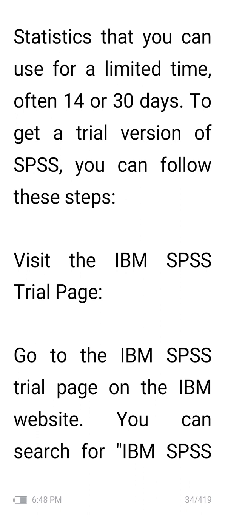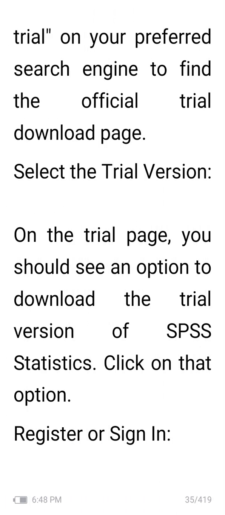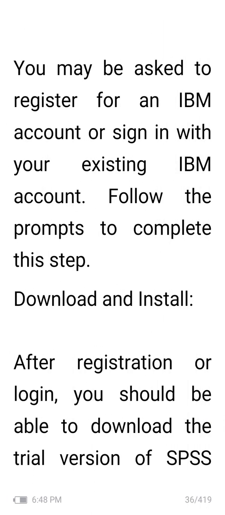Visit the IBM SPSS trial page. Go to the IBM SPSS trial page on the IBM website. You can search for IBM SPSS trial on your preferred search engine to find the official trial download page. Select the trial version. On the trial page, you should see an option to download the trial version of SPSS Statistics. Click on that option. Register or sign in. You may be asked to register for an IBM account or sign in with your existing IBM account. Follow the prompts to complete the step.